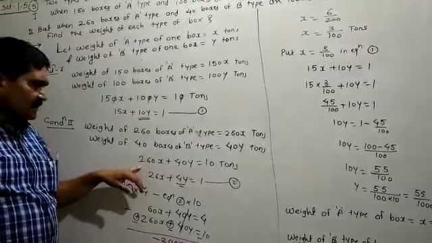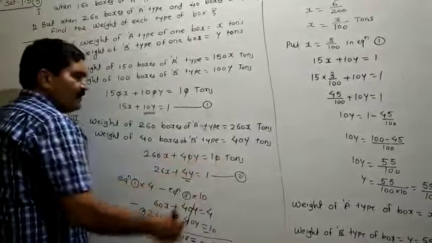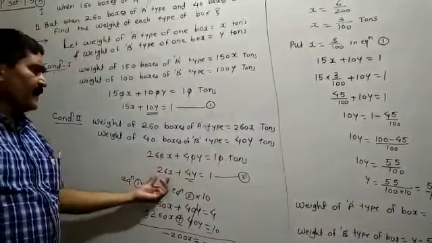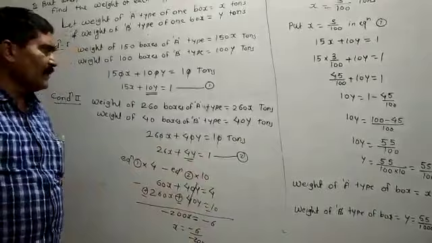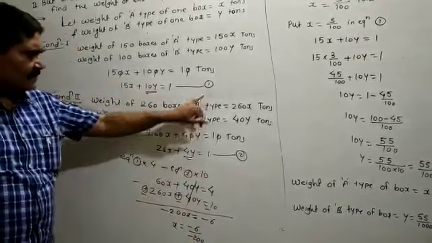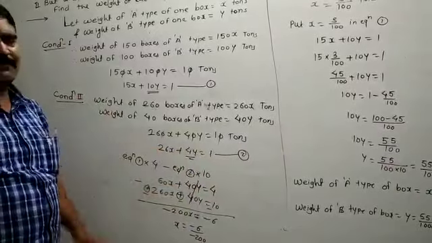And you have to add this. After adding, you have to strike off these zeros, or otherwise divide both sides by 10. At that time, a new equation will form: 26x plus 4y is equal to 1. Here, this is the first equation and this one is the second equation. You have to equate the coefficient of y.